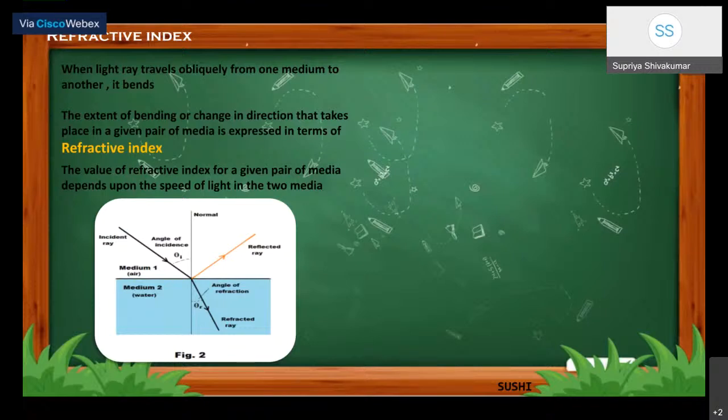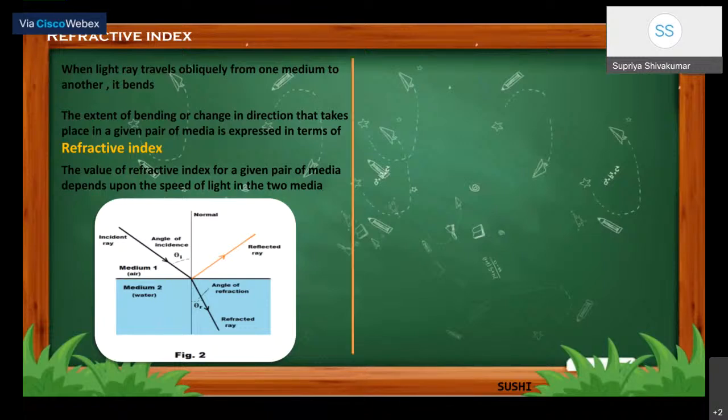So you can see that the ray of light is moving from one medium to another medium. And you see all the terminologies: what is an incident ray, what is a refracted ray, what is an angle of incidence, what is an angle of refraction. Why am I referring to this diagram? When it comes to refractive index, we need to concentrate on three different formulas which are very, very important.